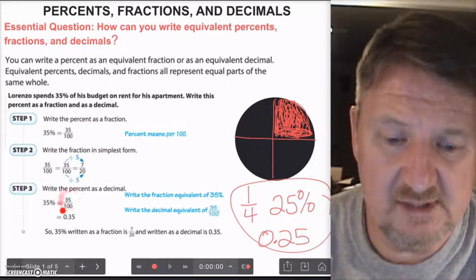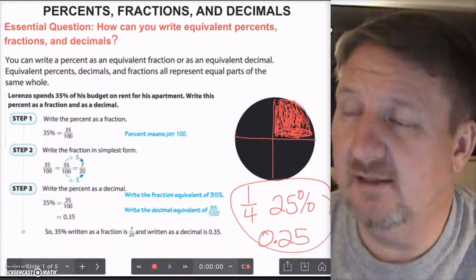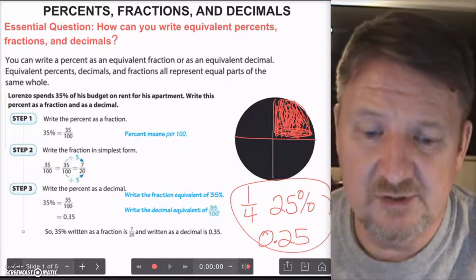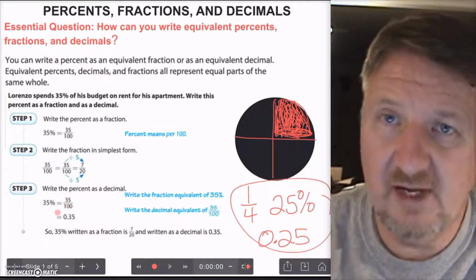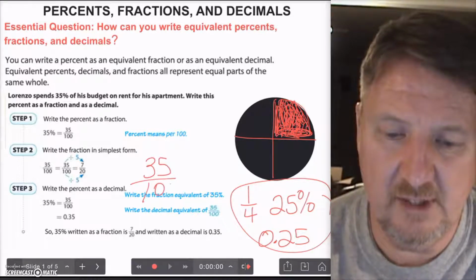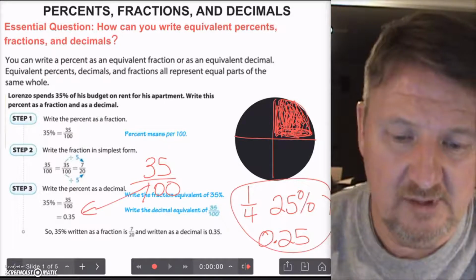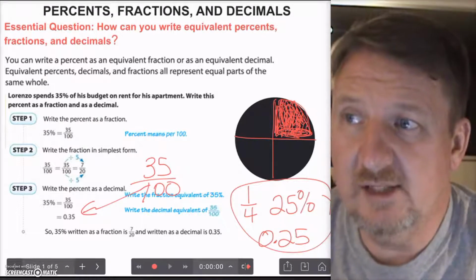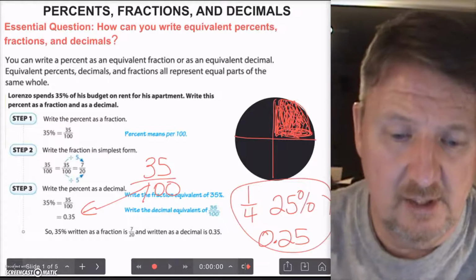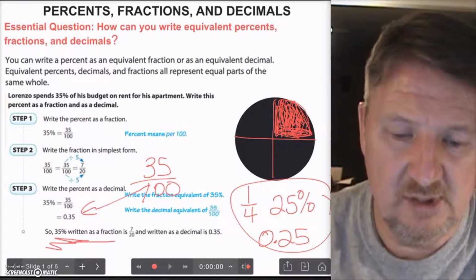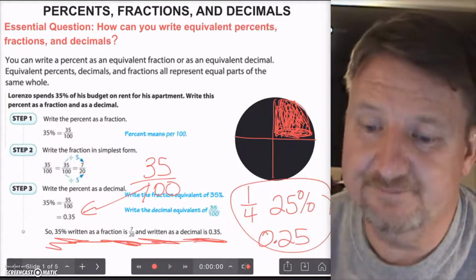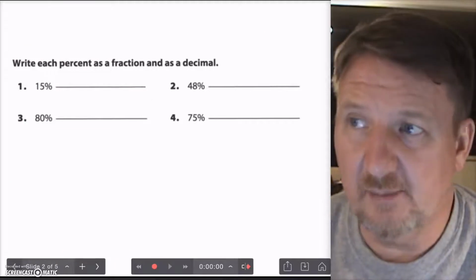Then it says write the percent as a decimal. Since it's 35 out of 100, the 100 tells you how many decimal places there are. 35 hundredths just means 35 over 100. So that decimal is easy to come up with because you just write 35 hundredths as a fraction, 35 over 100. So 35% is written as the fraction 7/20, and written as a decimal, it is 0.35. Easy peasy.